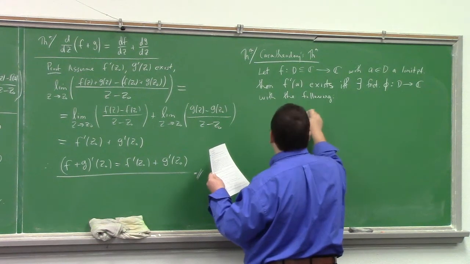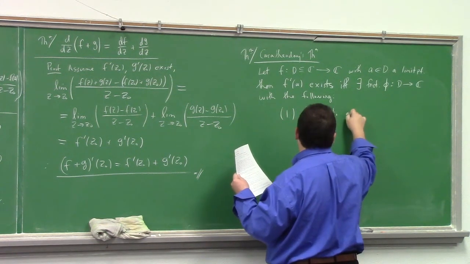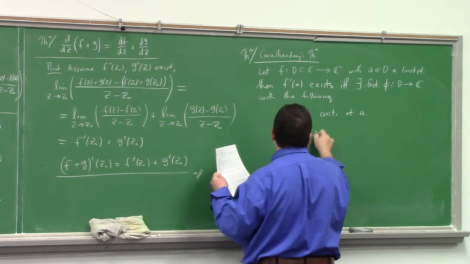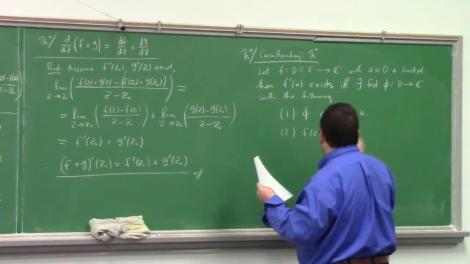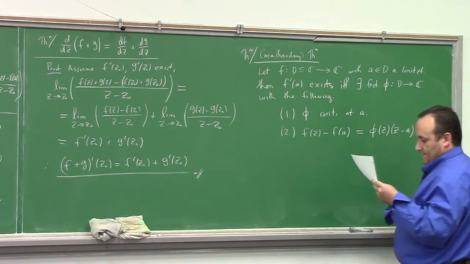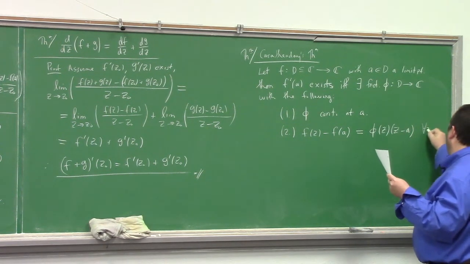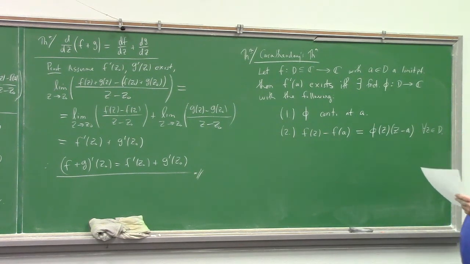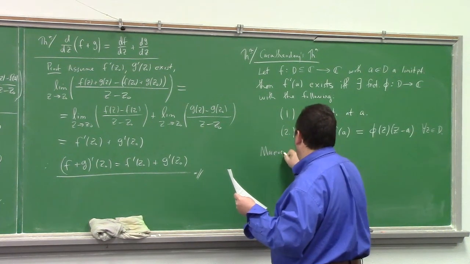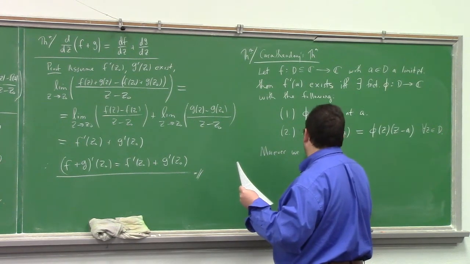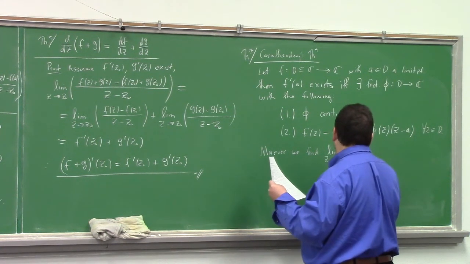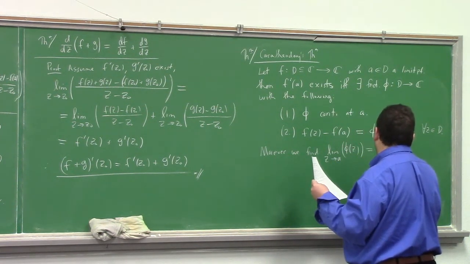One, phi is continuous at A. Two, f of z minus f of A is equal to phi of z times z minus A for all z in D. Moreover, we find the limit as z goes to A of phi of z is equal to f prime of A.